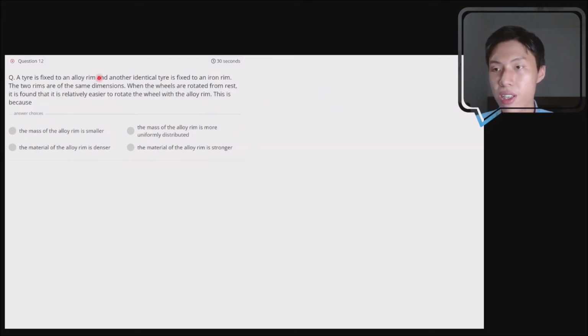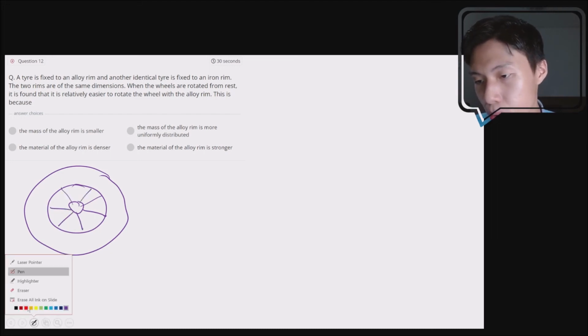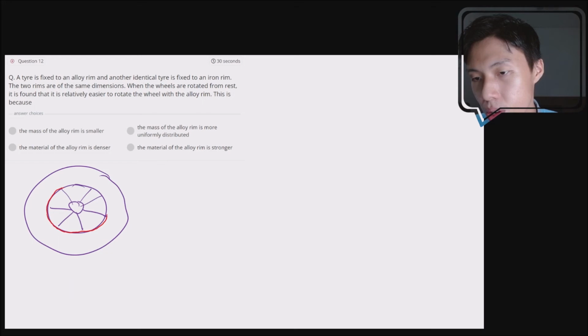Question 12. A tire is fixed to an alloy rim and another identical tire is fixed to an iron rim. Okay, you have an alloy rim and you have an iron rim. So the two rims are of the same dimension. Okay, I'm not sure whether you know what is rim. So if it's a tire, probably looks something like a circle. Then something like this, then you have your spoke, something like this, right? So what I am going to trace here will be representing the rim. So this is the rim. Okay, the steel part, this is the rim.